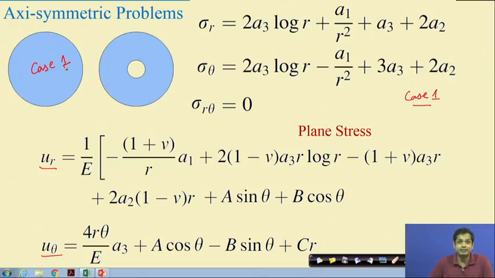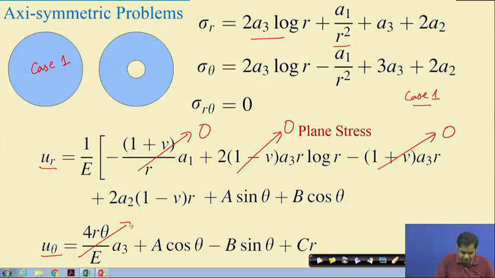Your domain is this. If your case 1 domain is this, A3 and A1 are all 0. Now, in this expression, naturally this term becomes 0, the A1 term becomes 0, this term becomes 0, and then this term becomes 0. We are left with only this term.